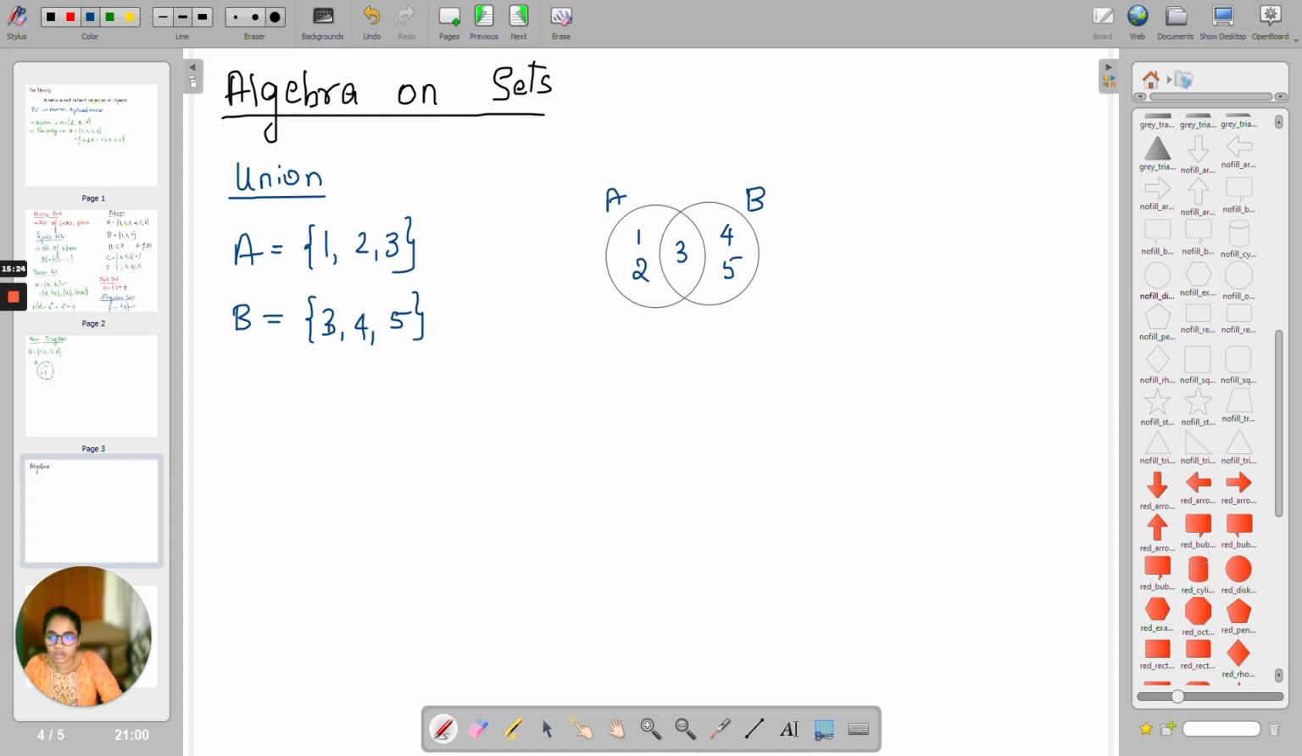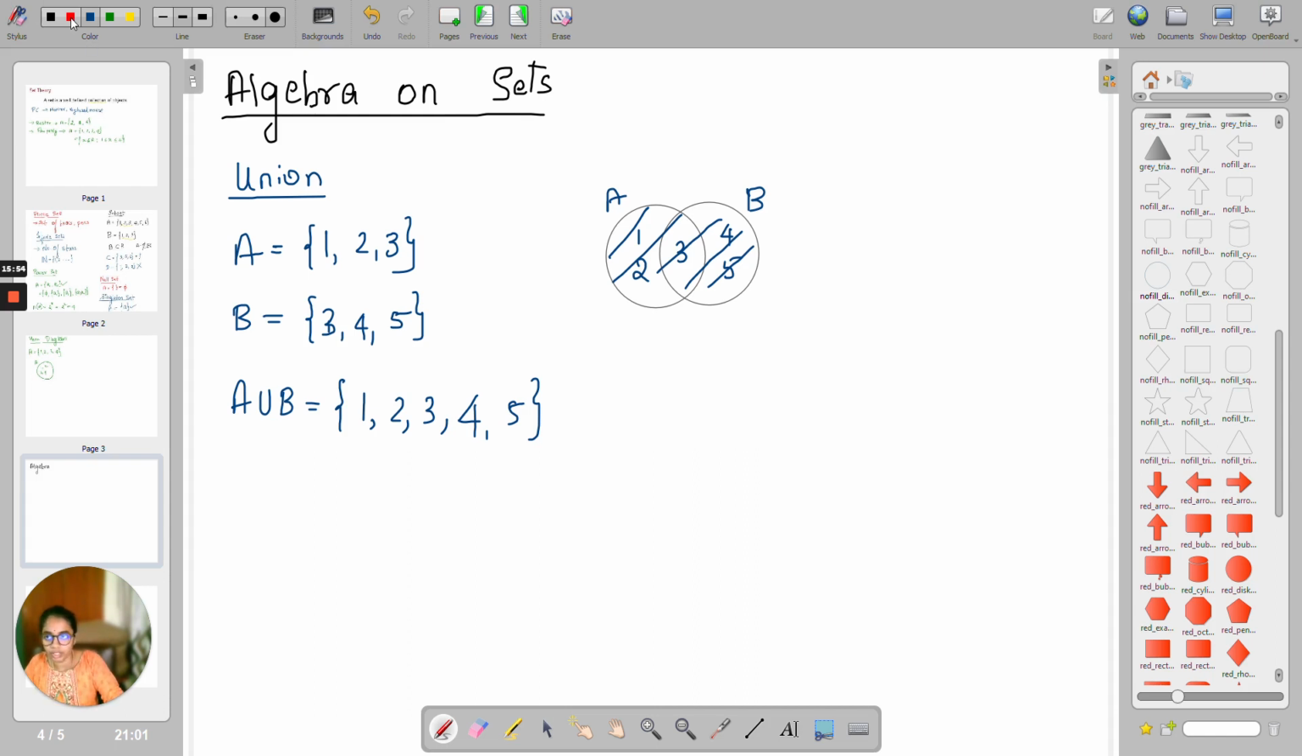Okay. So if I say the union of A and B, you just write all the elements that are in the set A and all the elements that are present in set B. So in the Venn diagram, the whole thing, 1, 2, 3, 4 and 5, the whole thing represents A union B.